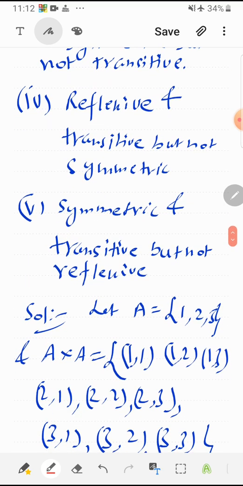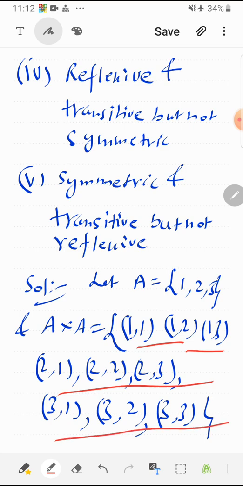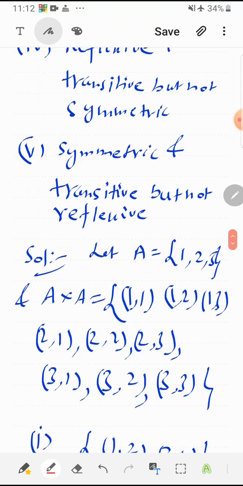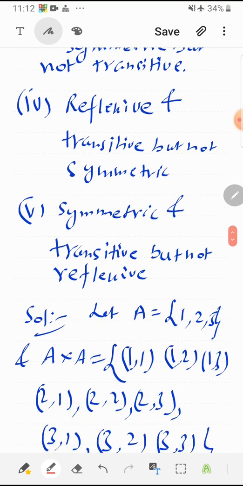So to answer all the parts of the question, let us define set A. Set A is a small set containing 3 elements, 1, 2, 3. And let A cross A be the universal set, the Cartesian product, which has 9 elements. Now A cross A is the universal relation, which means I can guarantee that A cross A is reflexive, symmetric and transitive. So now the first part is it is symmetric but neither reflexive nor transitive.